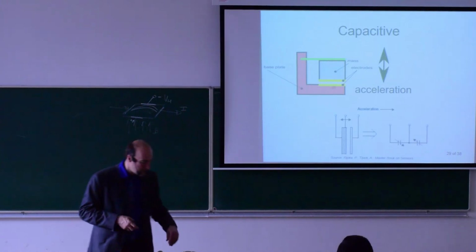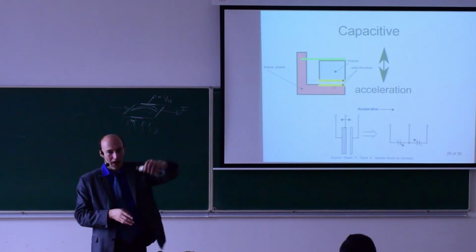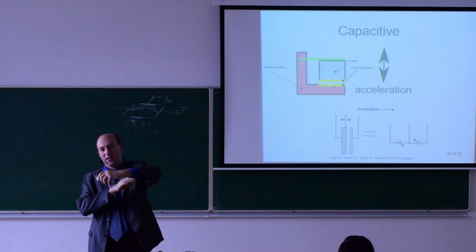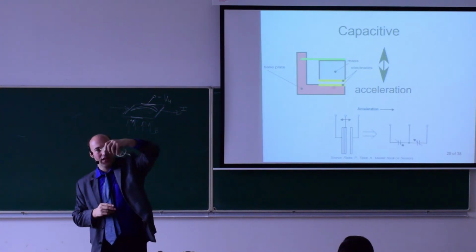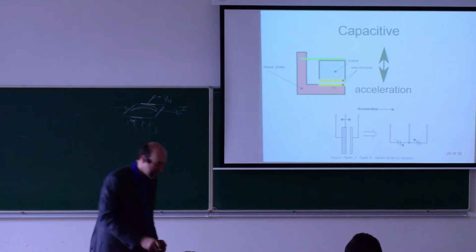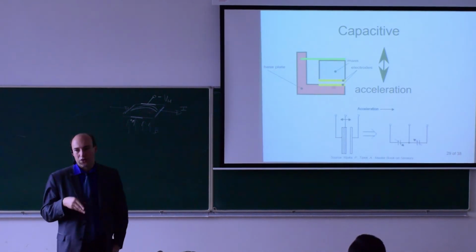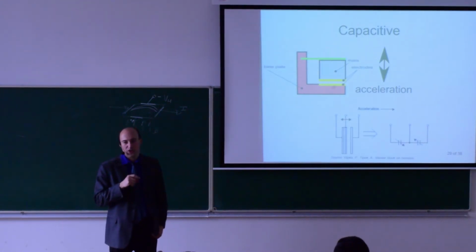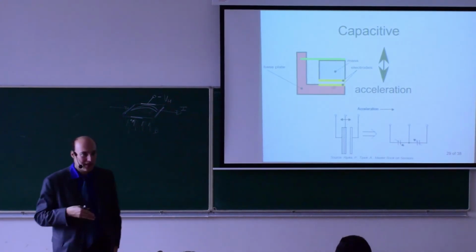Now, let's say this is my mass, and this is the beam. If I apply acceleration upwards, this will happen, and then when the acceleration is constant, it will go back to the original position. So I'm basically looking for the distance between the mass and the electrode, and this can be measured very accurately with a capacitive position sensor. So we're back at the position sensor in a capacitive version.